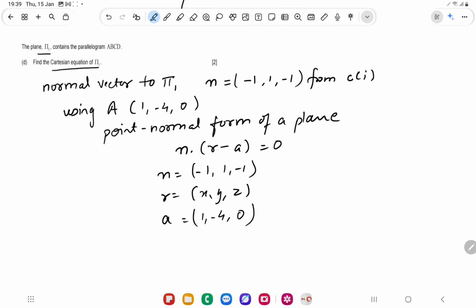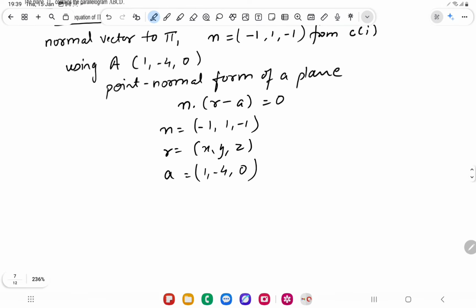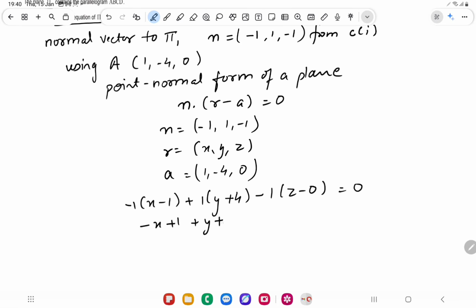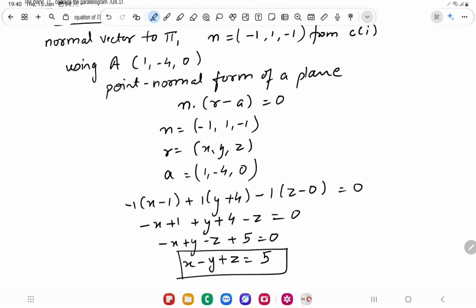a is the coordinate of a point. So now if I simplify this, I will write it like this: minus 1 into (x minus 1) plus 1 into (y plus 4) minus 1 into (z minus 0) is equal to 0. It gives me a solution like this. Now on further simplification, I can take minus x common, or I can bring that 5 over there. So my Cartesian equation will be x minus y plus z is equal to 5.